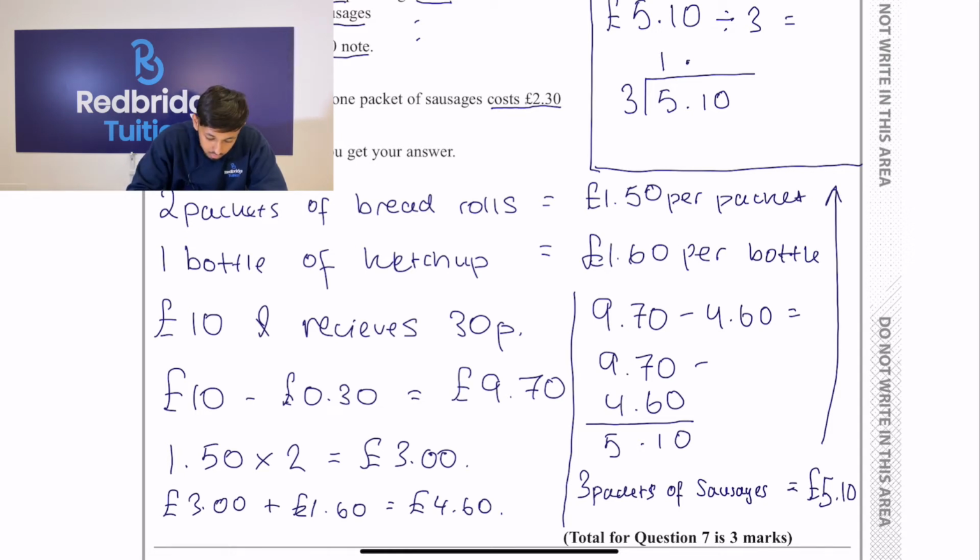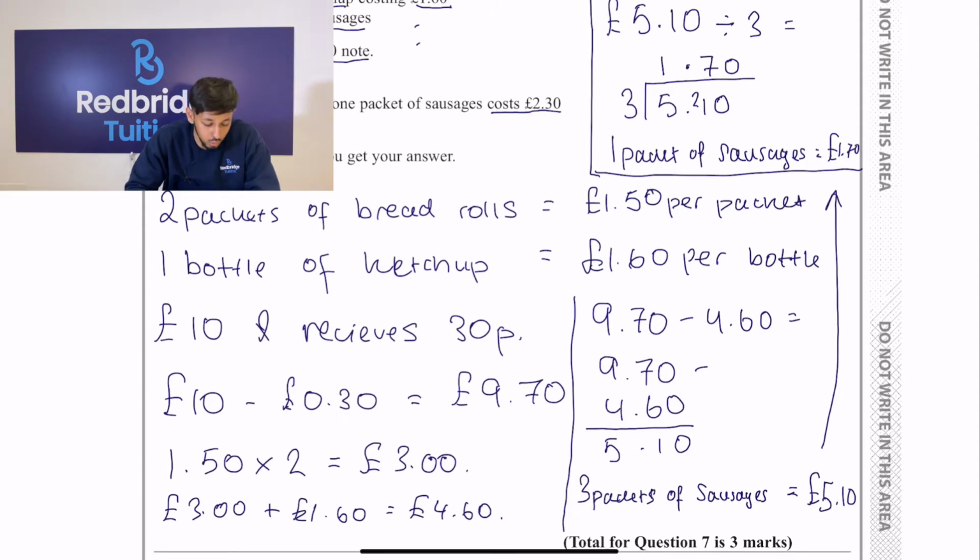So then our remainder is 2. Our remainder will be just above the 1 to make 21. Then we'll see how many times 3 goes into 21. And the value for 1 packet of sausages is equal to £1.70.